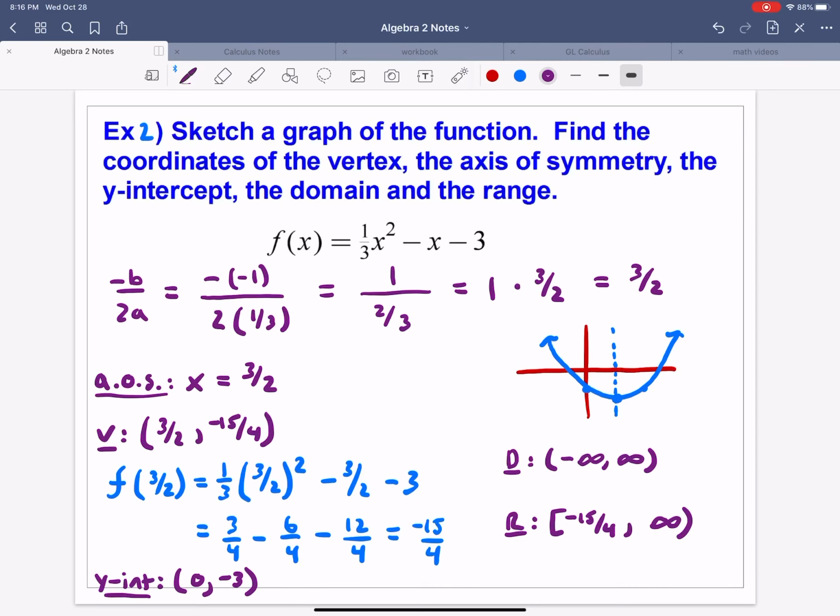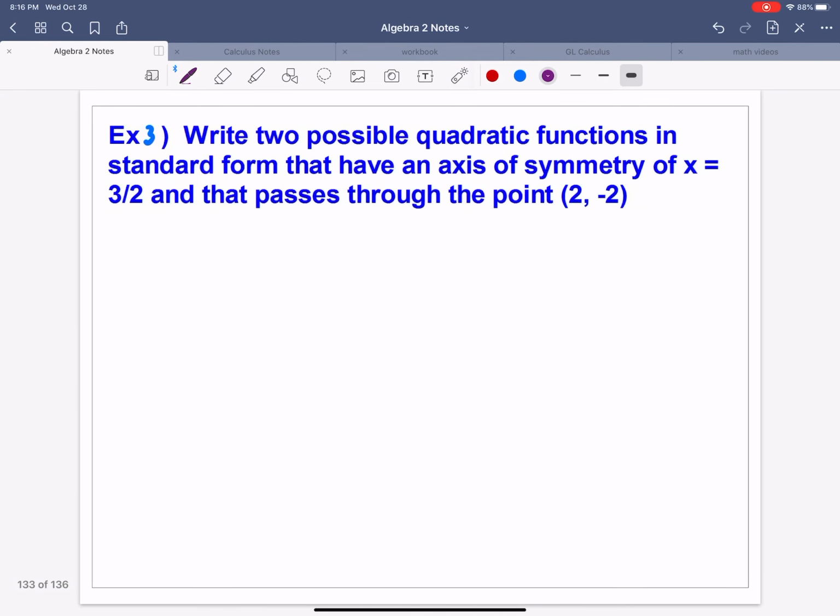Okay, so there's one more problem that I want to go over with you here. It's how to work backwards from a set of attributes to a quadratic function in standard form. So let's read this together. It says write two possible, so that's interesting, we're going to actually have two answers here. Two possible quadratic functions in standard form that have an axis of symmetry of x equals 3/2 and pass through the point (2, -2).